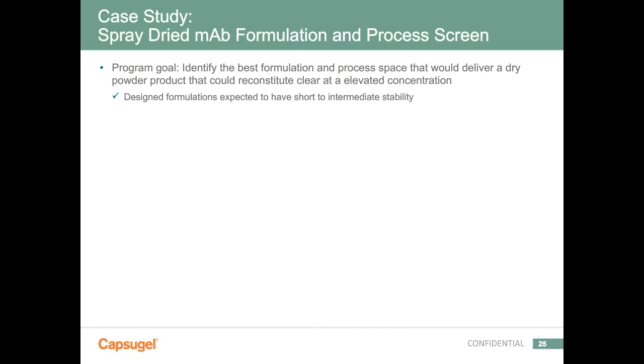So just in the last couple minutes of this webinar, I wanted to touch base on a brief case study that we did here, to give you another idea of what we would do formulation and process-wise. The program goal itself here was to identify the best formulation and process space to help deliver just a dry powder that would reconstitute at a higher concentration. So we're designing formulations really to have just a short or intermediate stability. This is a bulk product itself, but just trying to push how that monoclonal antibody can resuspend.